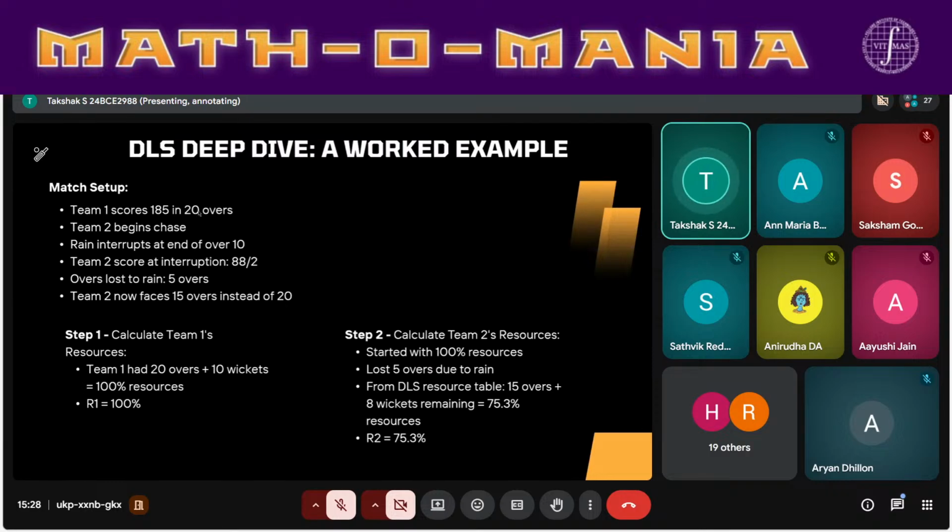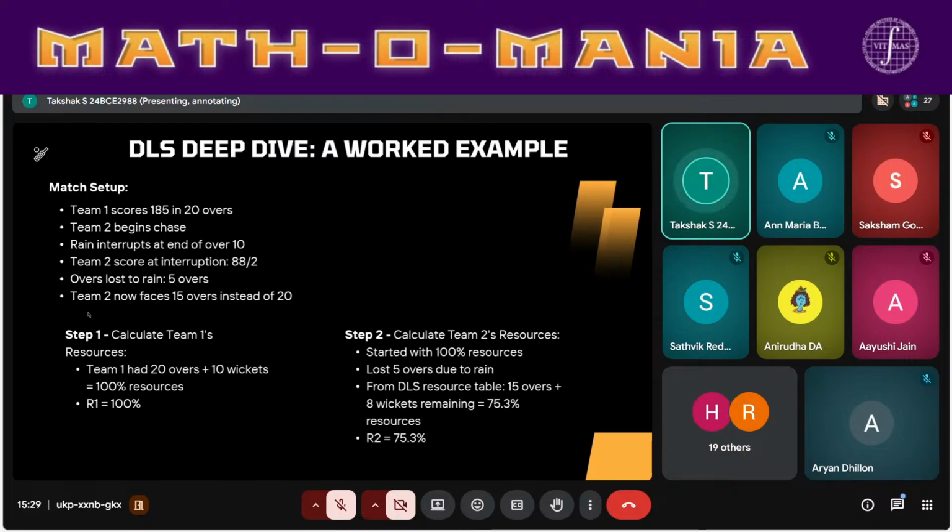And let us see a worked example here. Consider this match setup. Initially, team one scores 185 in 20 overs, and team two begins the chase, and the rain interrupts at the end of the 10th over. Team two's score before the rain interruption is 88 with 2 wickets lost, and the overs lost to rain is 5. So team two now faces 15 overs instead of 20 overs. How much target will they have to face using the DLS method?